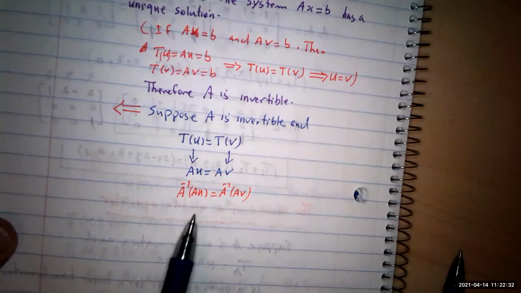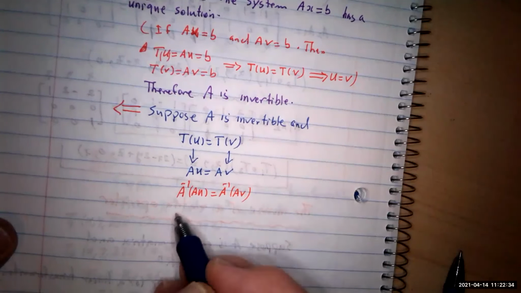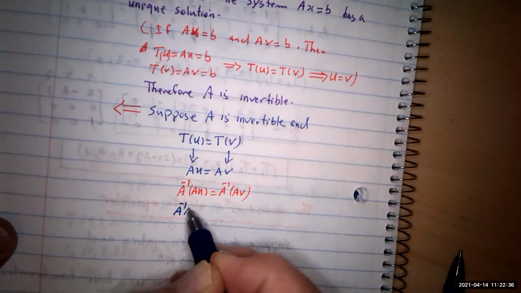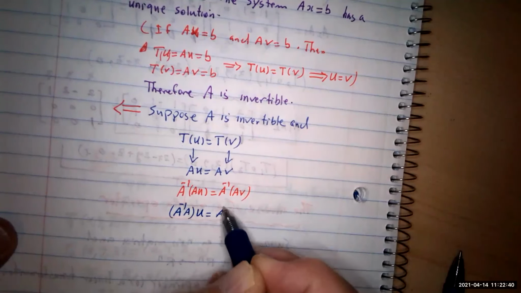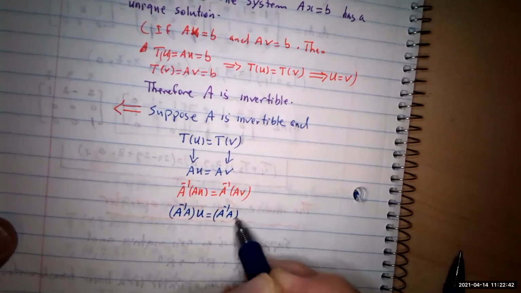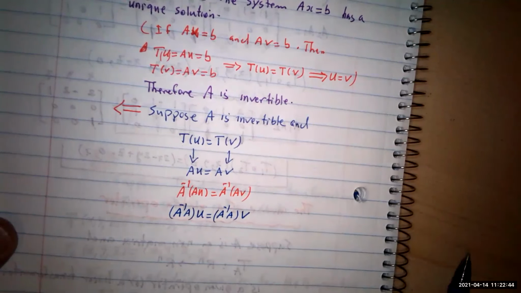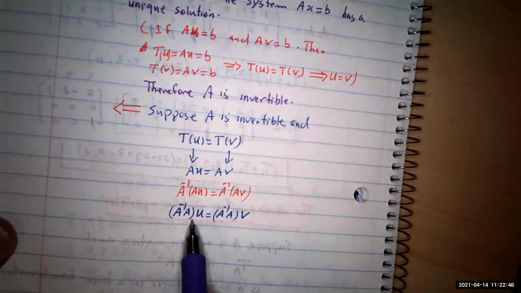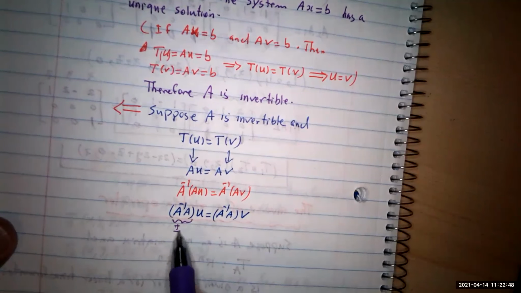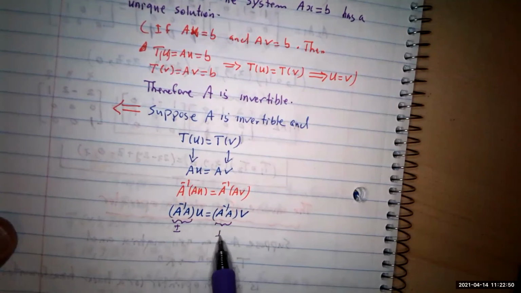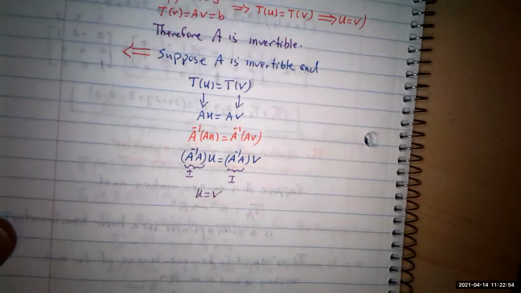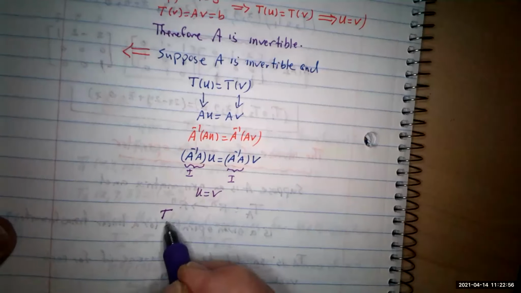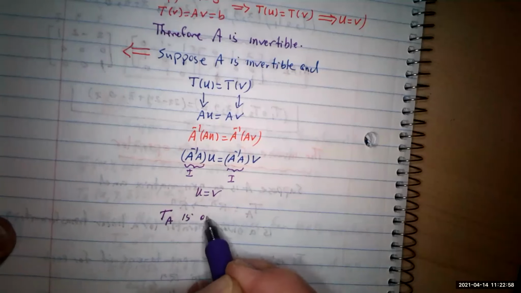And you know what it means? So this is going to be A inverse A times u, and this is going to be A inverse A times v. But this is just identity, and this is just identity. So that gives you the fact that u is equal to v. So T_A is one-to-one.